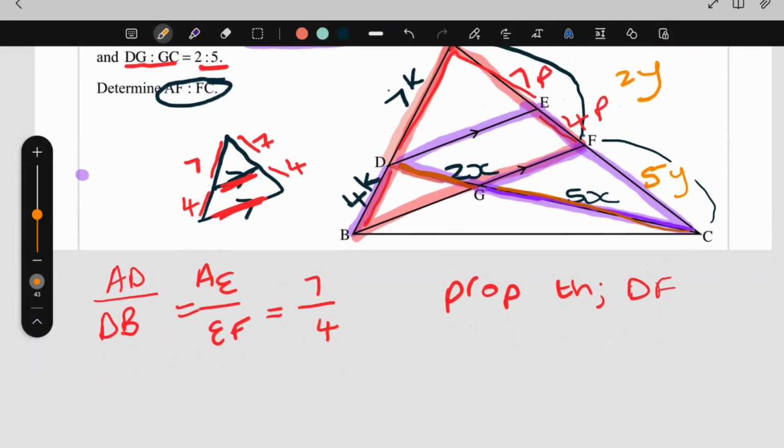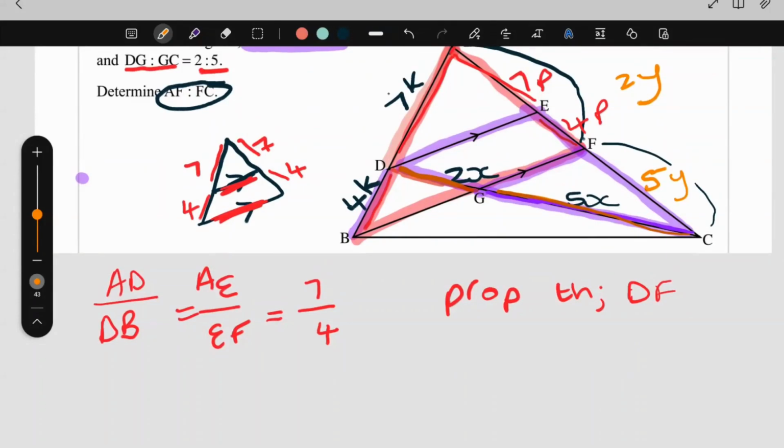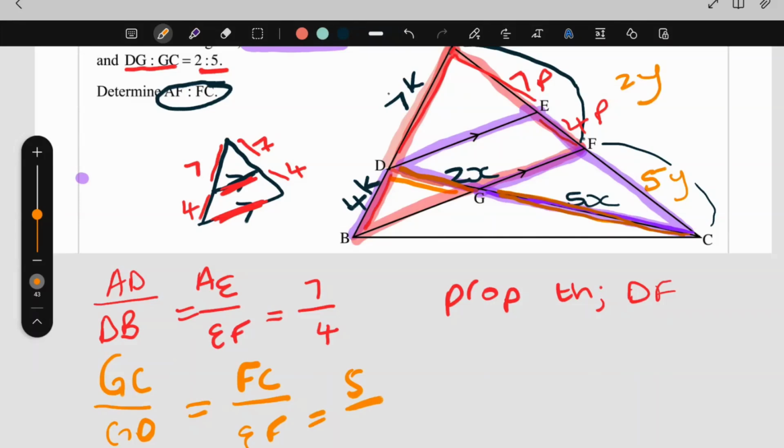Okay, but now I have to write this down. So I'm going to say this over this. So I'm going to say GC over GD is exactly the same as FC over EF. And I said it is 5 over 2. Reason, it's a prop triangle and the lines that are parallel in the purple triangle, if G is parallel to DE. Okay, so I wrote that in.